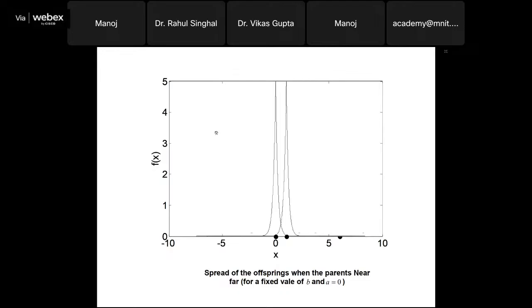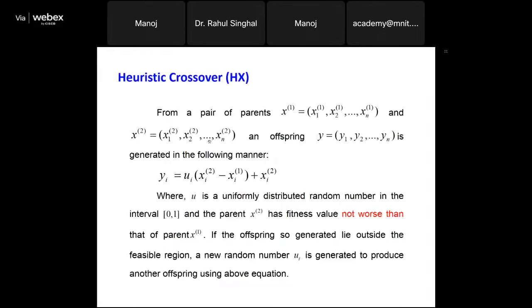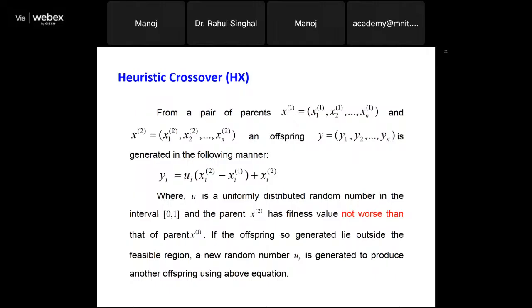Now there was also a requirement for finding mutation, and for mutation, I'll come to that later. The other one, heuristic crossover, I probably have discussed earlier.